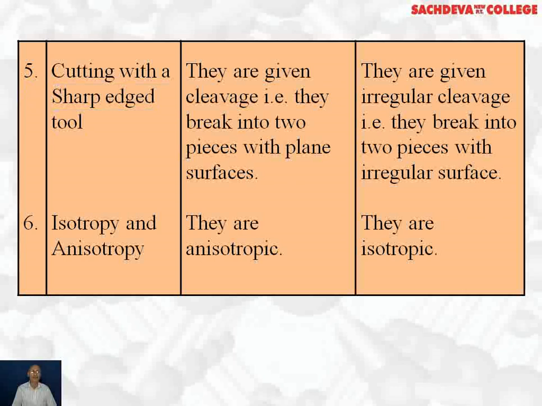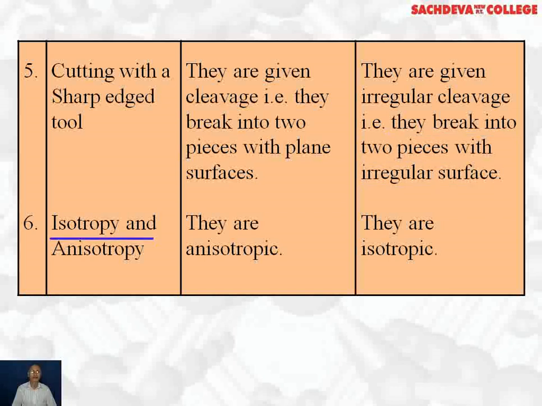When you cut a crystalline substance, it has regular cleavage. That is, they break into two pieces with plane surfaces. Whereas amorphous solids on cleavage give irregular structure. That is, they break into two pieces with irregular surfaces.